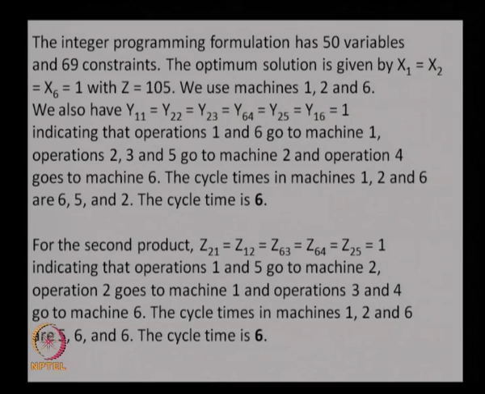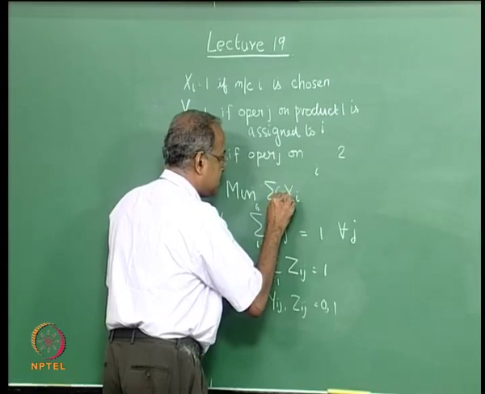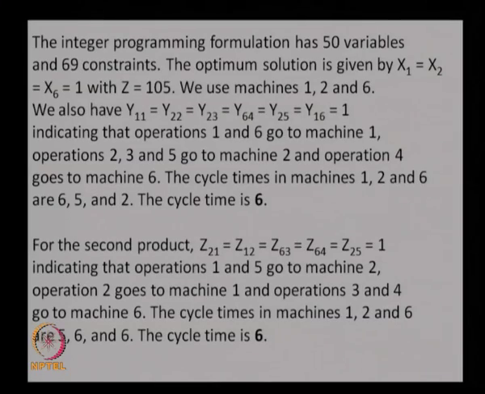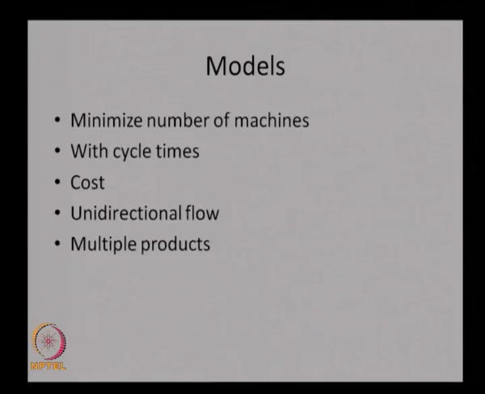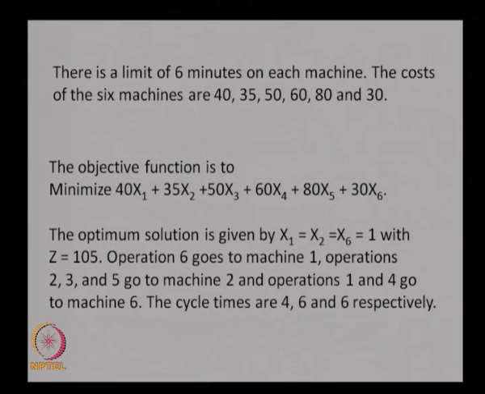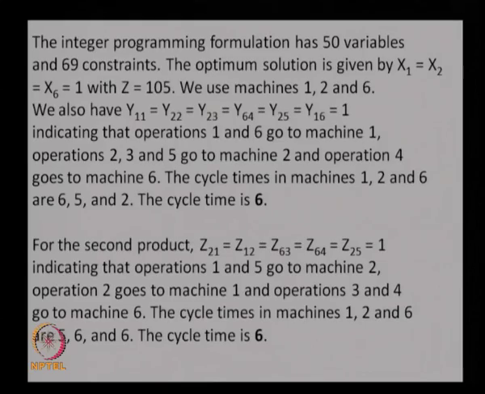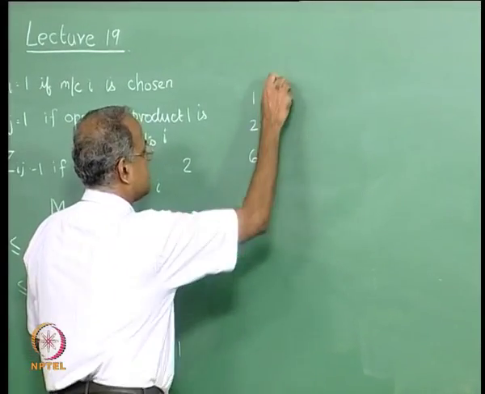So, if we finally look at the solution, we also try to minimize the cost in this case. So, the objective is not to minimize sigma xi, but the objective is to minimize sigma ci xi. The cost of the machines are given as in the earlier model. So, we finally look at x1, x2 and x6. So, let us go back. So, x1, x2 and x6 will have a cost of 40 plus 35, 75 plus 30, 105. So, we use machines 1, 2 and 6 are chosen.